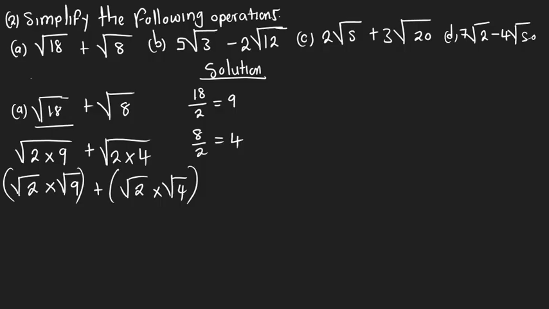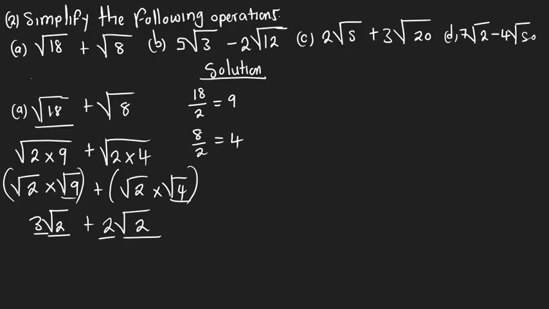Then we know that this is a 3, so it will be 3 root of 2 plus this, we know that this is a 2, so it becomes 2 root of 2. From the summation rule, or the sum rule, because you have the same bases, you just add the coefficients.